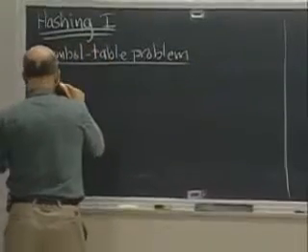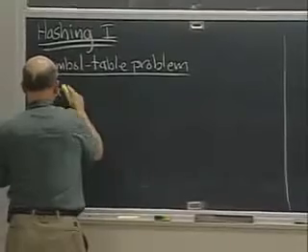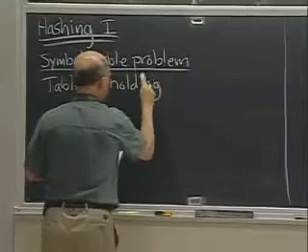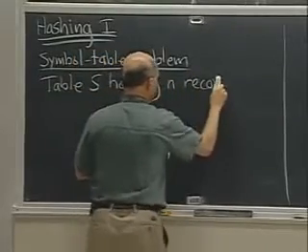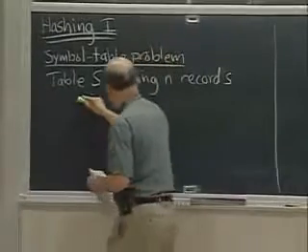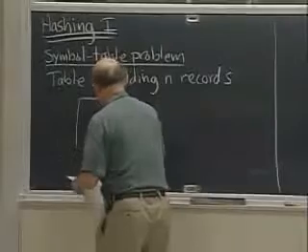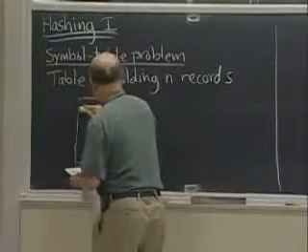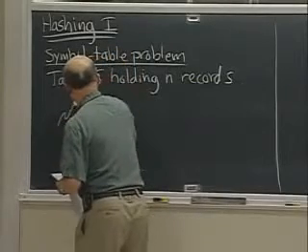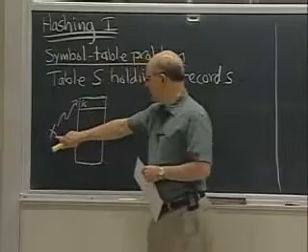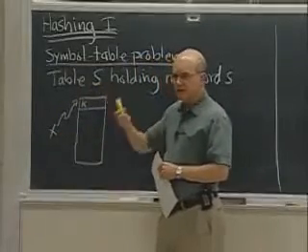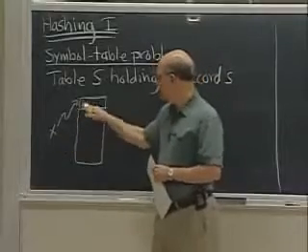And the idea is that we have a table S holding n records, where each record, just to be a little bit more explicit here, has a bunch of data. This is record X. X is usually a pointer to the actual data. So when we talk about the record X, we usually mean some pointer to the data.